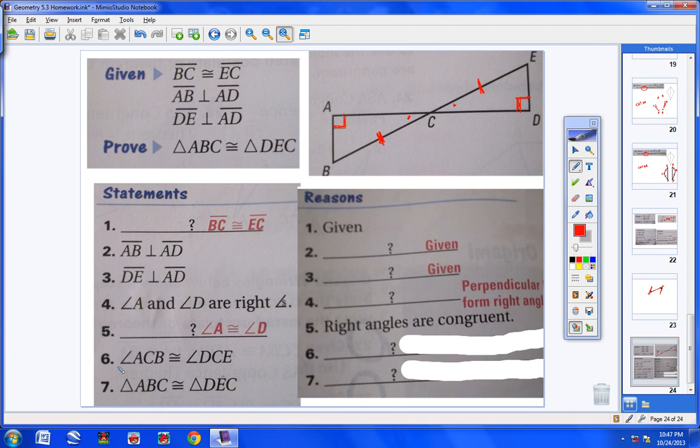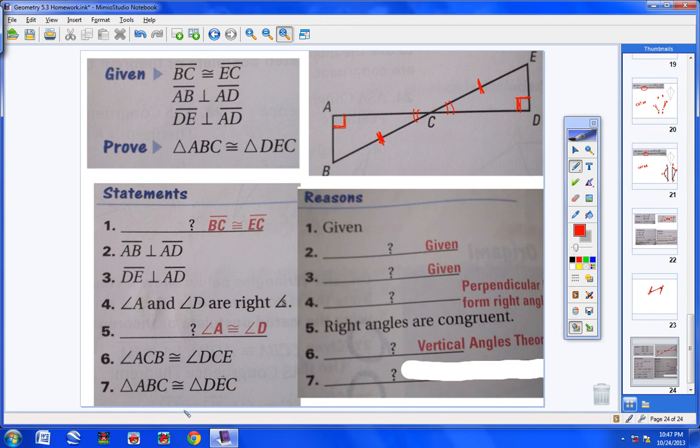So in step 6, they're stating that this angle here is congruent to this angle here. Do you see that? What reason could we give? Well, notice we have two lines that are intersecting. Whenever two lines intersect, we have vertical angles. And we know that vertical angles are congruent. Okay? Vertical angles are congruent. We know that when two lines intersect, like this line and this line, their vertical angles are congruent. So we know that this angle here would be congruent to this angle over here.